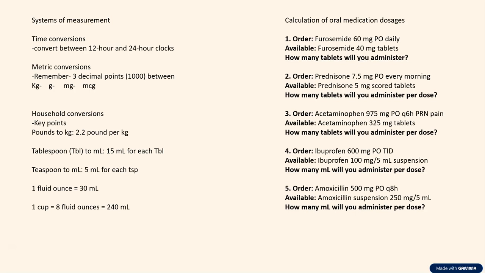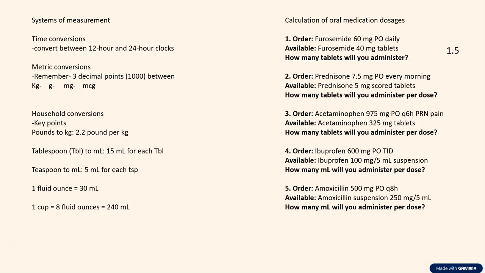Finally, in Module 1, you have calculation of oral medication doses. And again, you would want to pause and work these out before I go through them. Number 1 is furosemide 60 milligrams PO daily. Your available supply is furosemide 40 milligrams tablets. How many tablets will you administer? The number of tablets that you will administer is 1.5.